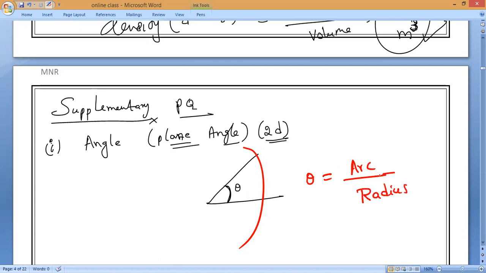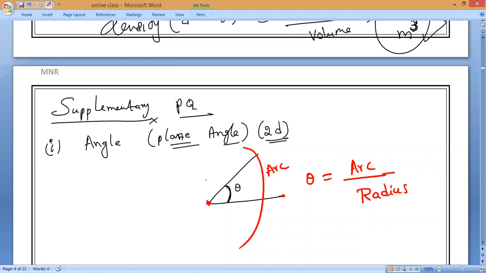Radius means what? Do you all know radius? Yes or no? So for plane angle, we measure theta is equal to arc by radius. This is the arc. Keep it in mind, everybody. Clear? Please note it down. Completed?